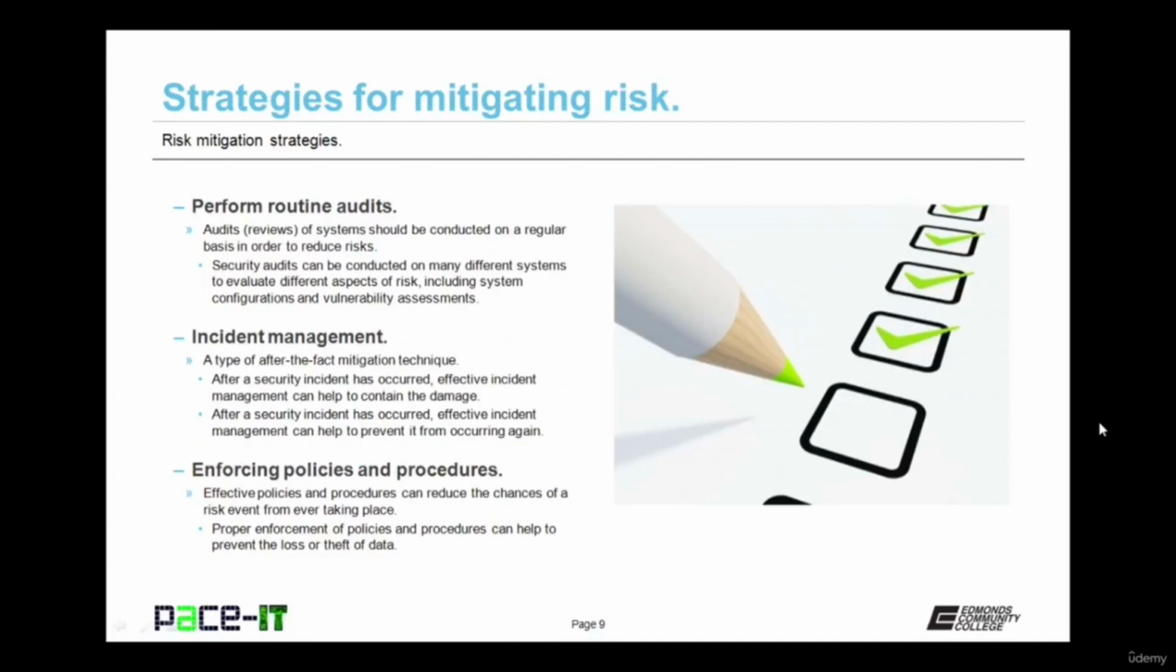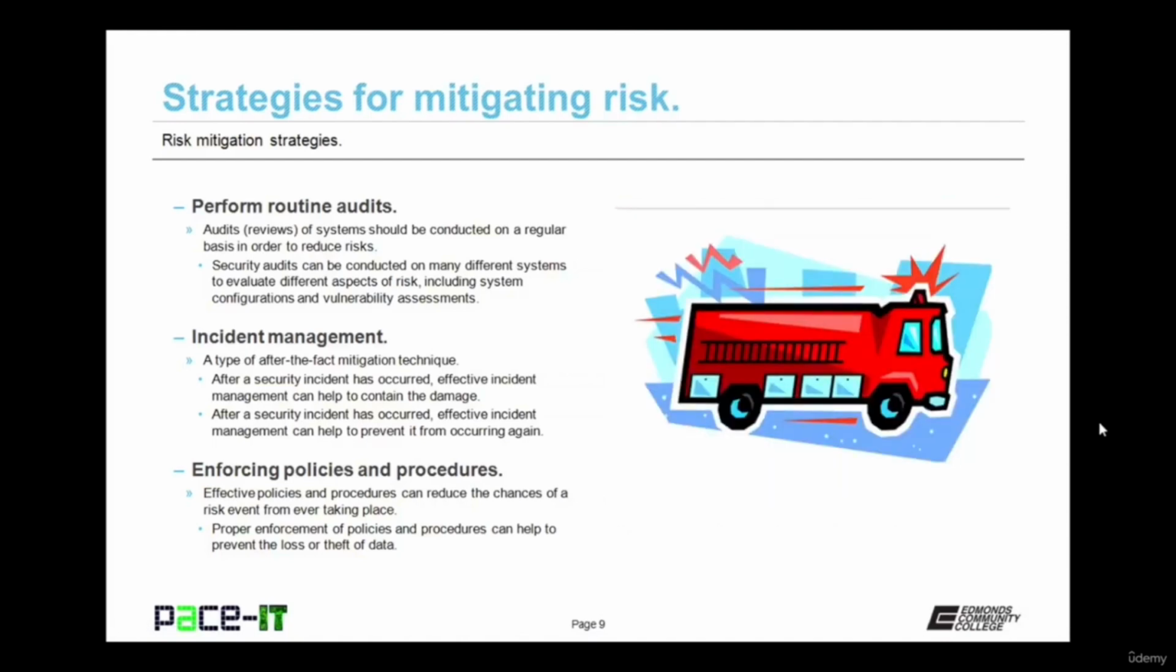Another strategy is to perform routine audits. Audits are reviews of systems that should be conducted on a regular basis in order to reduce risks. Security audits can be conducted on many different systems to evaluate different aspects of risk, including system configurations and vulnerability assessments. Then there's incident management. It's a type of after-the-fact mitigation technique. After a security incident has occurred, effective incident management can help to contain the damage. In addition to that, effective incident management can help to prevent that security incident from occurring again.